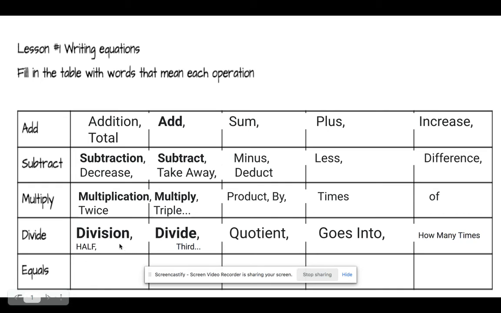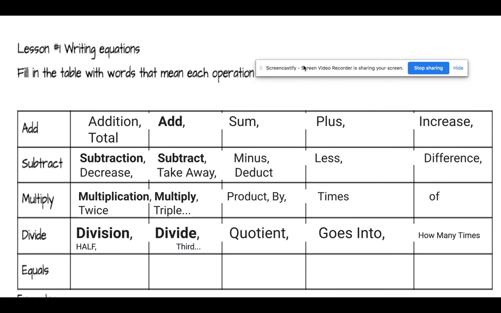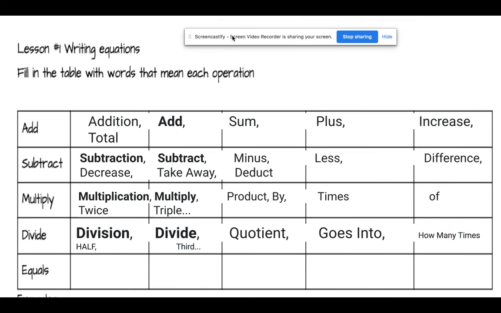For division, you have division, divide, quotient, goes into, how many times, half, third, fourth, any of those things would mean that you need to use the operation division or divide. Stop the video, write those down. We're going to practice them in sentences too, right? So these are just some of the words, and then we'll actually use this in sentences.